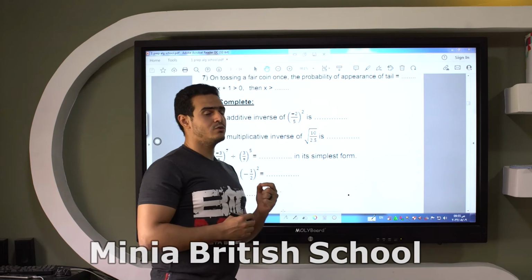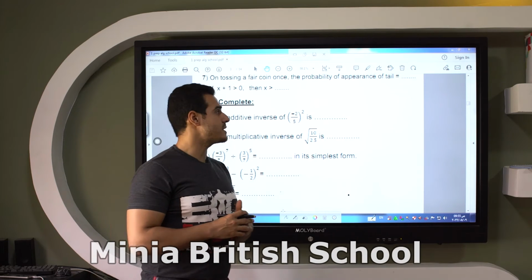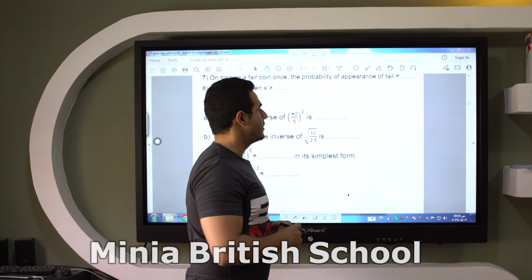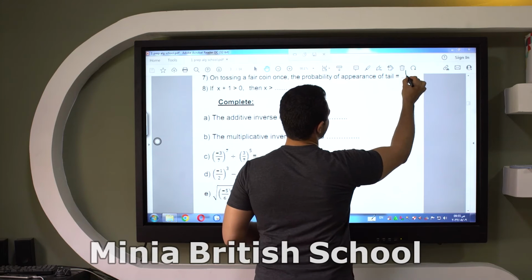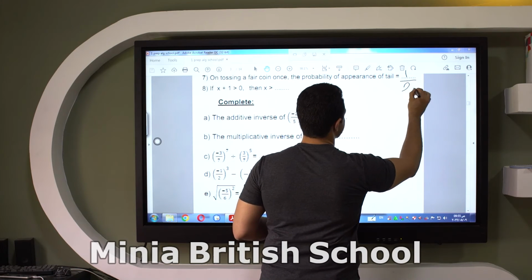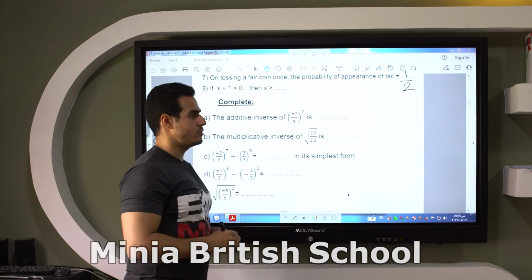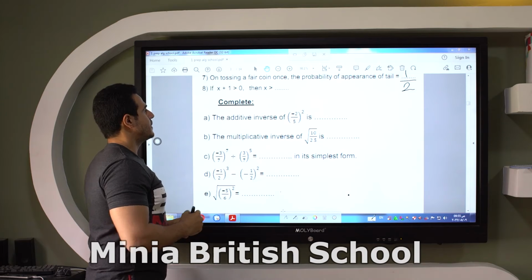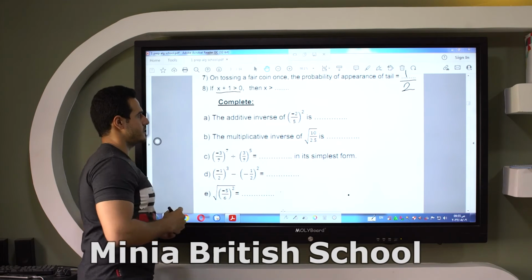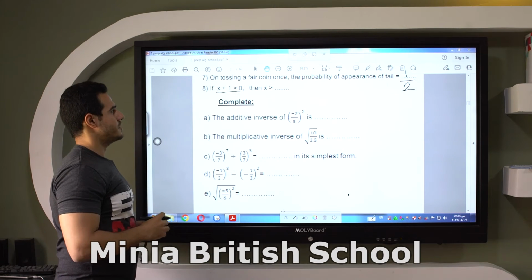Number 7: on tossing a coin once, the probability of appearance of a tail. The coin has two faces, one of them tail and the second face head. So the number of tails is 1 over the total number of faces, which is 2. So 1 over 2.